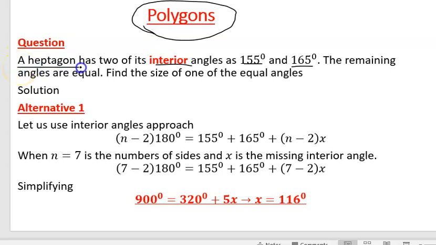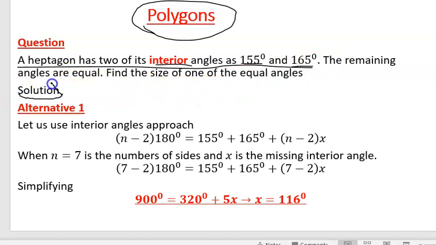A heptagon has two of its interior angles as 155 degrees and 165 degrees. Now the remaining angles are equal. So find the size of one of the equal interior angles. So a heptagon has two of its interior angles as 155 and 165 degrees respectively. The remaining angles are equal. So find the size of one of the equal angles.